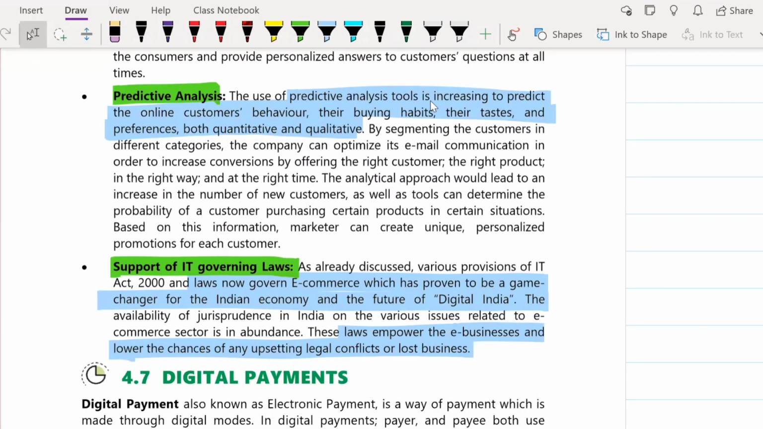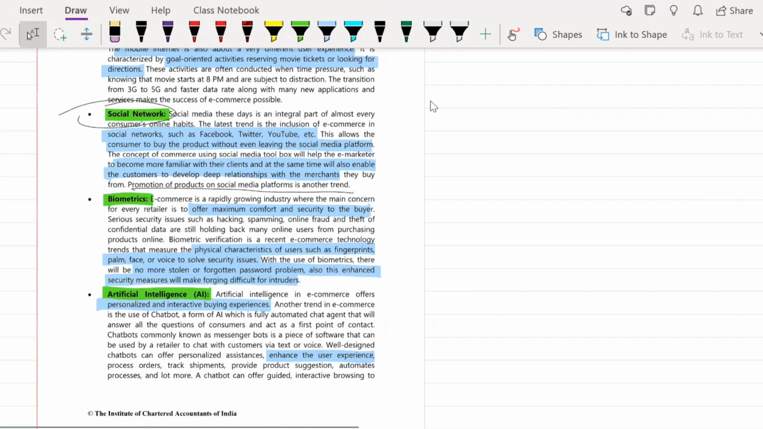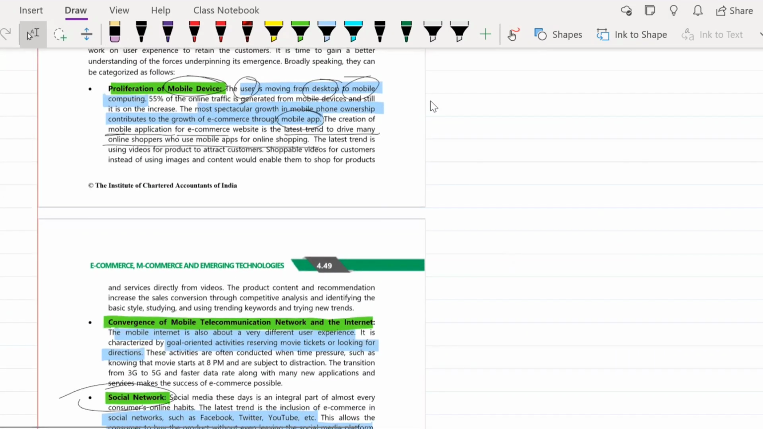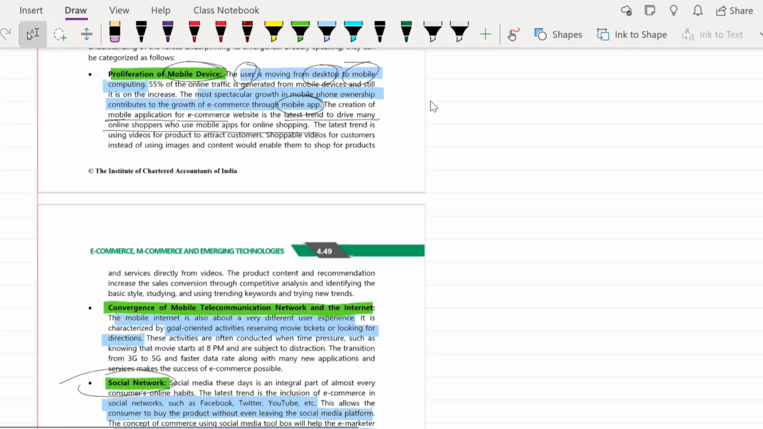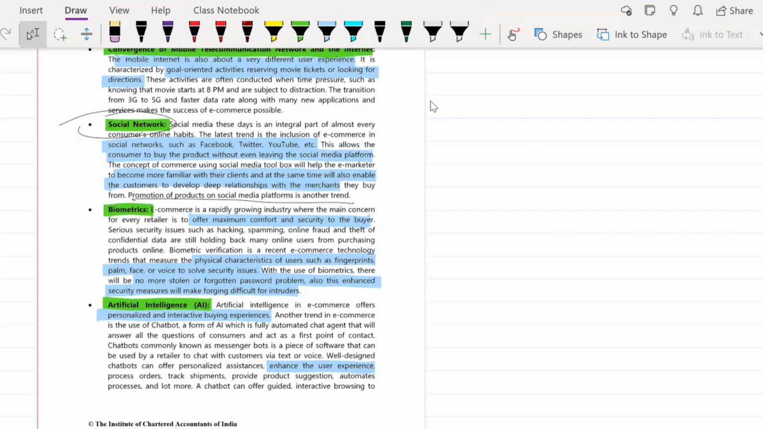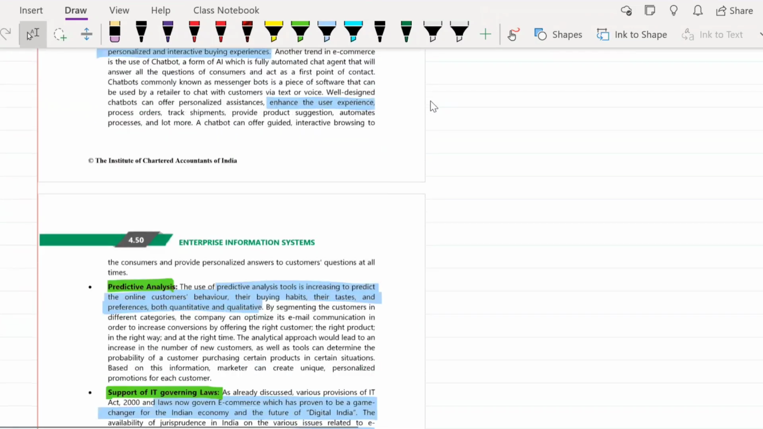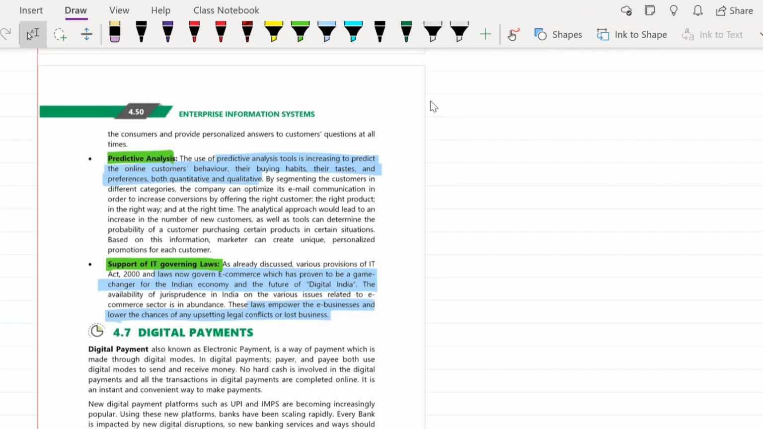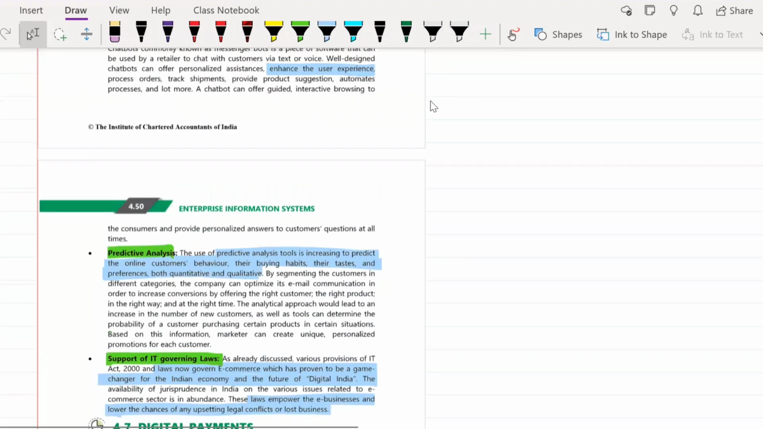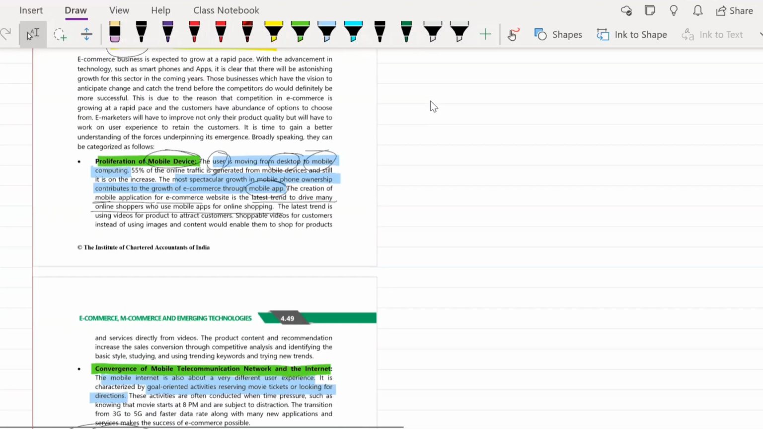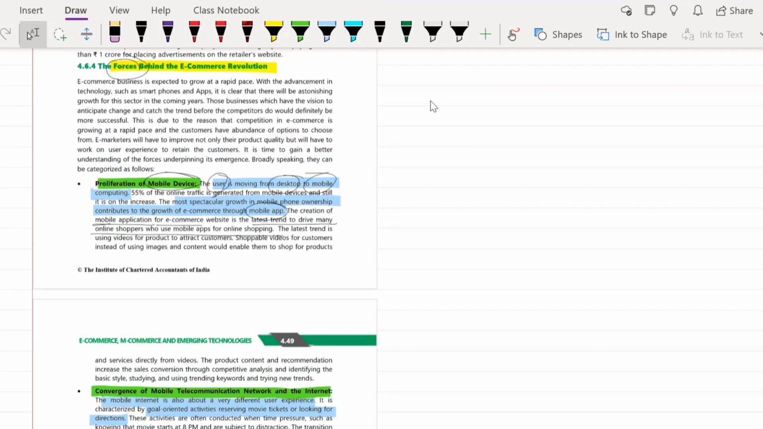And finally, the IT laws, the information technology laws, are also very supportive in developing the e-commerce space and put less legal pressure on these e-commerce websites. Okay, so these are all the reasons why the e-commerce space has developed today. First is mobile devices, then internet and mobile coming together, then social media networks, biometrics, artificial intelligence, predictive analysis, and finally the support of IT governing laws. These were all the forces behind the e-commerce revolution.